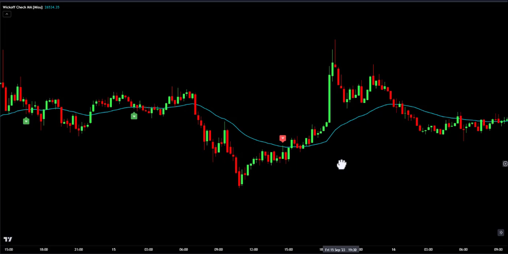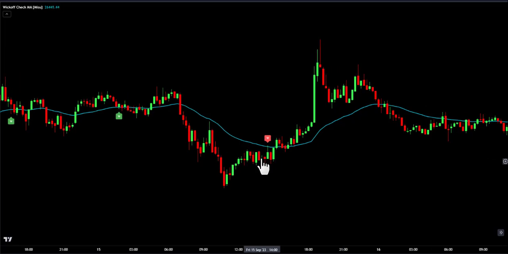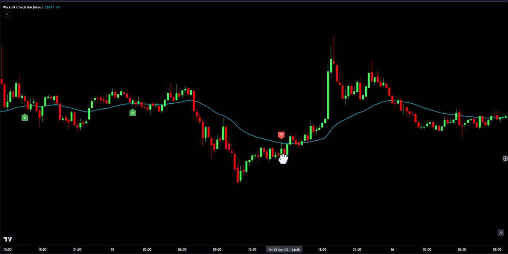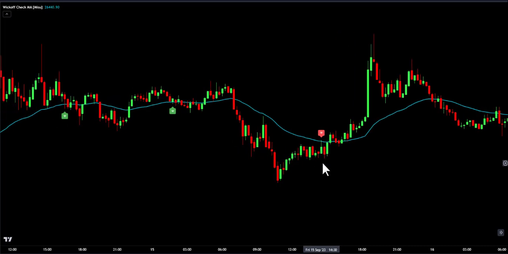And how this indicator works is that it shows a Wyckoff check pattern applied to a moving average. This pattern appears when a candle opens below the moving average and closes above it, or when it opens above a moving average and closes below it. This causes a wick to go through the moving average.